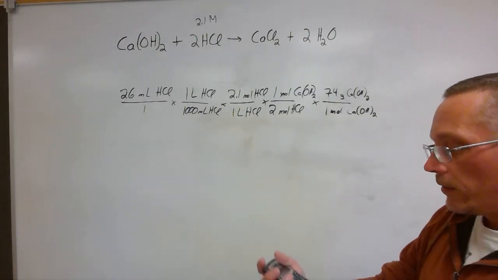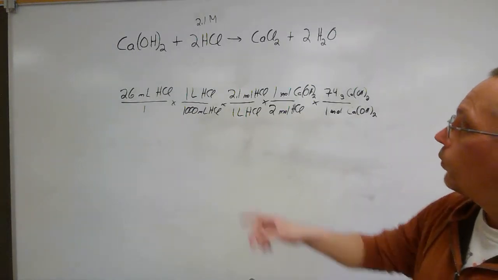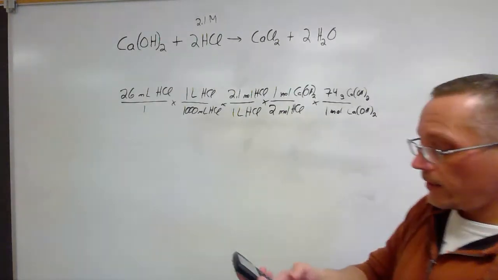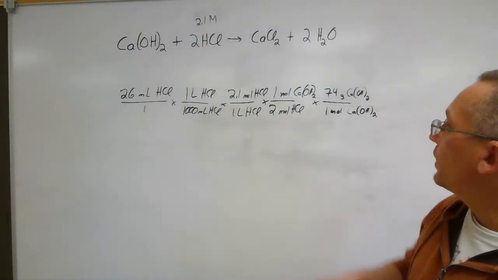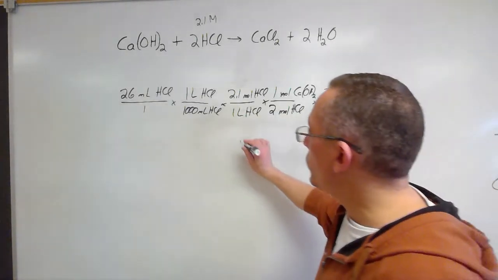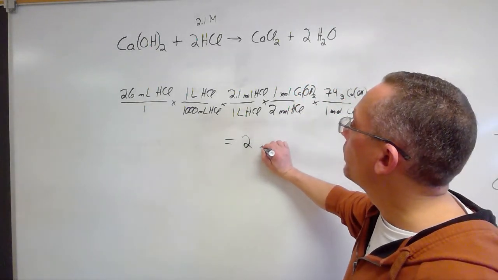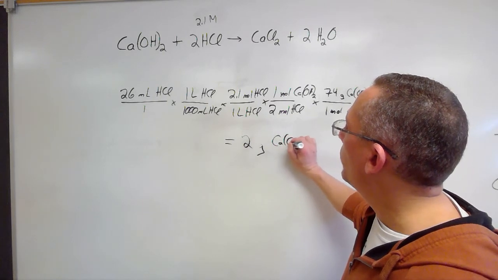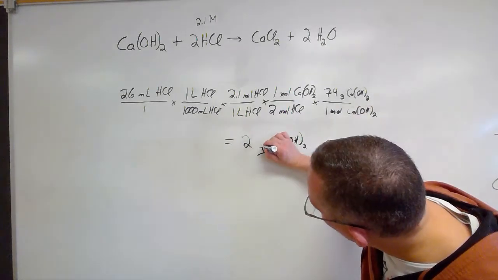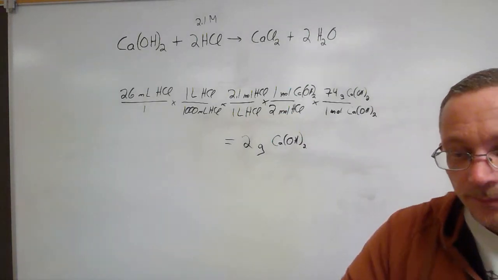So let me work out the math here. I'm going to start with 26. That's times 2.1 there, and 74. And we're going to divide that by 1,000, and then we'll divide by 2. And I get pretty close to 2. So that'll be 2 grams of CaOH2. There we go. That's a D, G for grams. So not too terribly difficult.